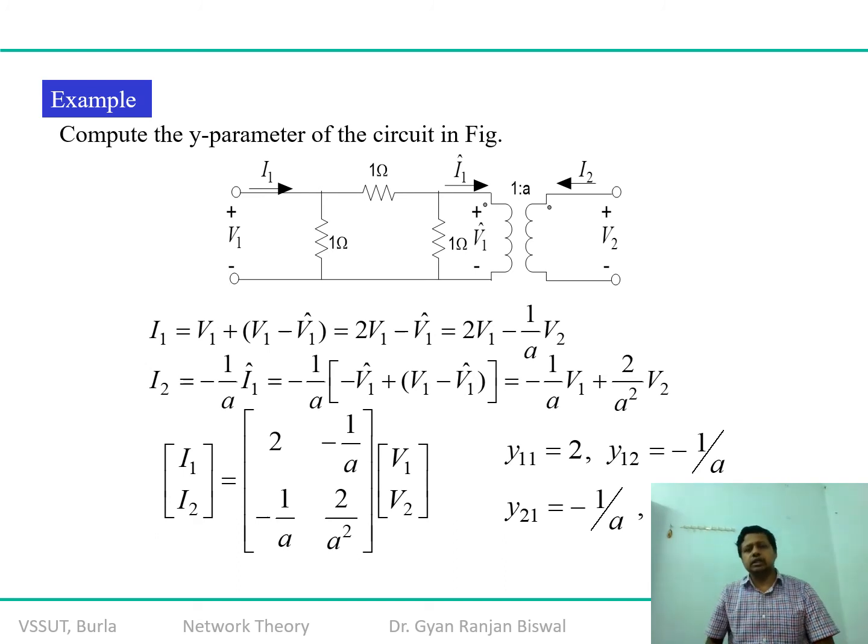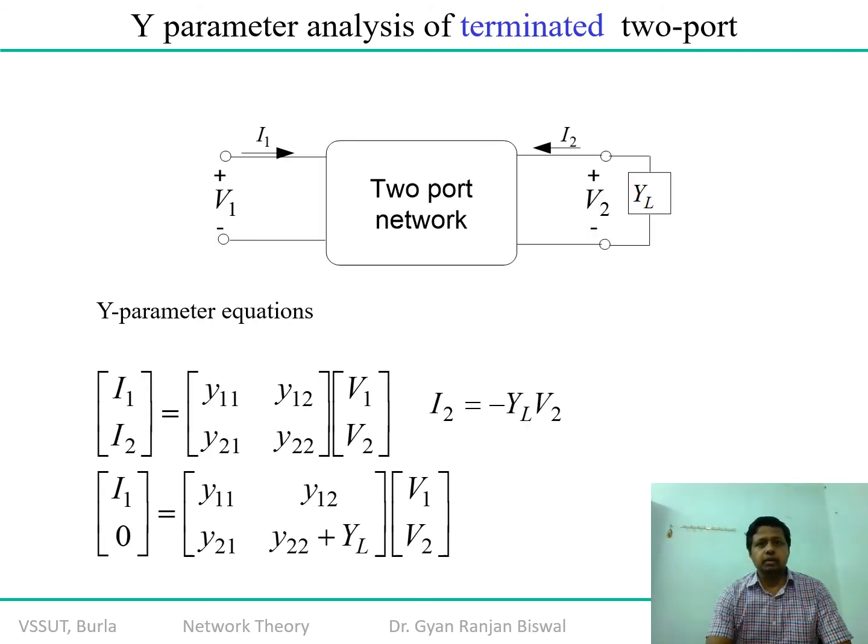So from here you can see that y11 is equal to 2 ohm inverse, y22 is equal to 2 by a square, but y12 and y21 have equal magnitude. That means this network is a reciprocal network. Okay, so let us proceed to the next problem.